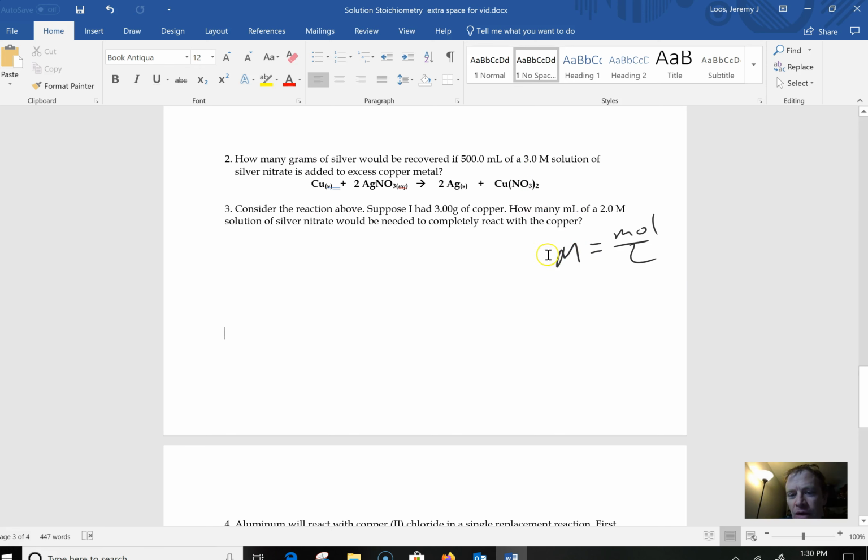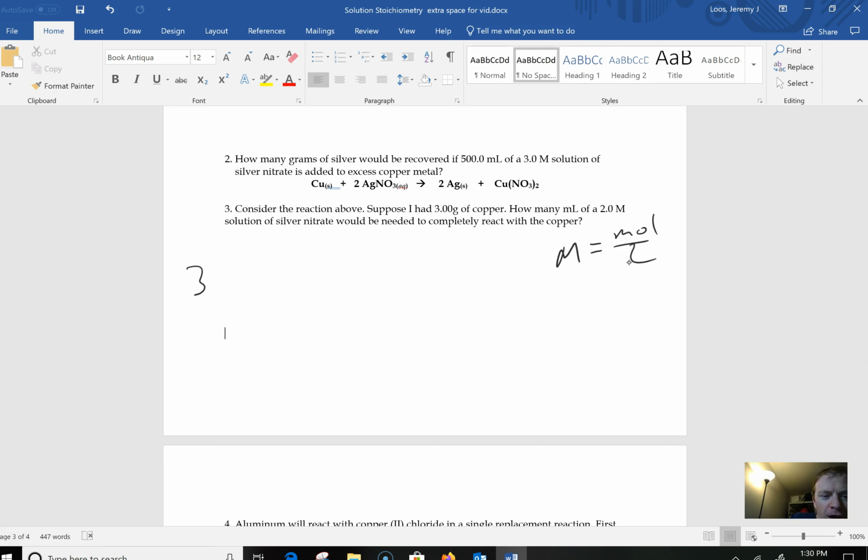I know the molarity already, but notice I have 2 unknowns, so I can't use this equation yet. I know the molarity already, but I don't know either one of these. But what I am going to do is use stoichiometry to find the moles, and then I'll know the molarity, and then I can solve for liters. I'll show you what I mean.